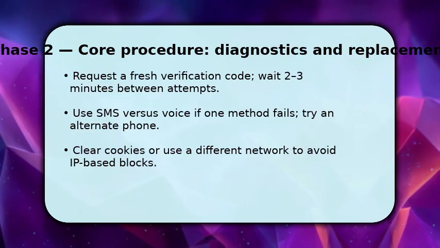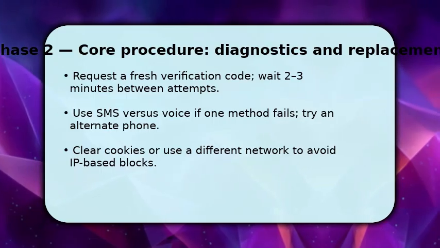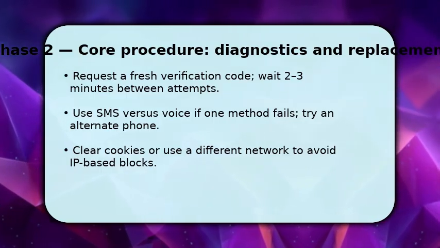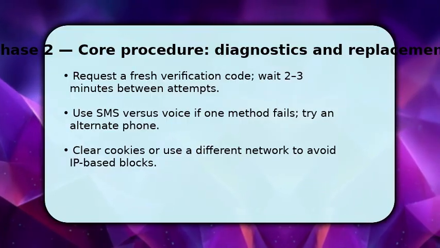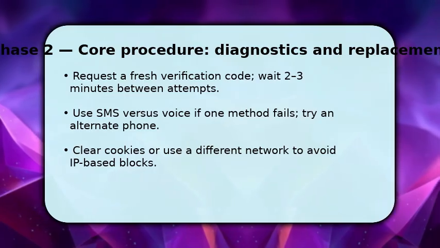Also, clear cookies or move to a different network. Public Wi-Fi or a mobile hotspot can resolve IP reputation blocks. While you do this, keep an eye on the exact code format and enter it carefully. Microsoft will reject altered digits.